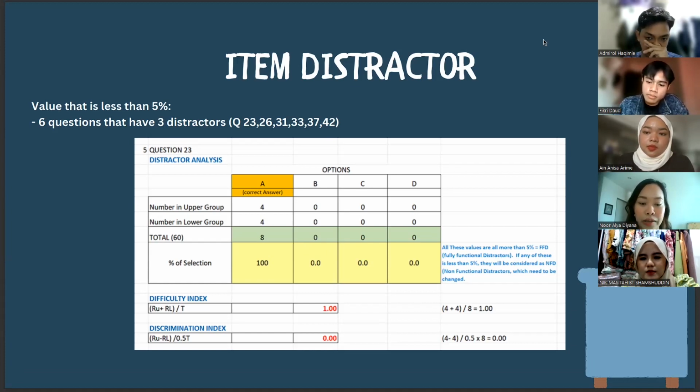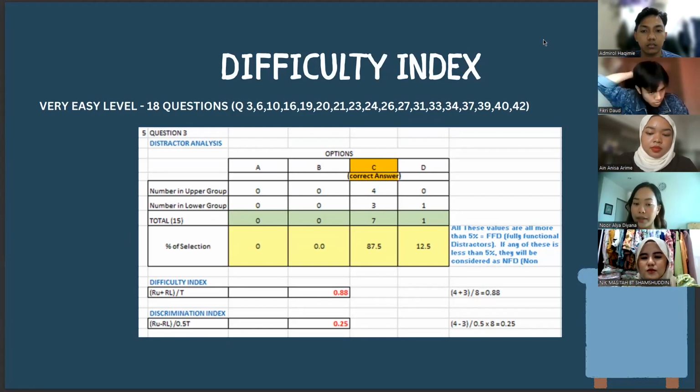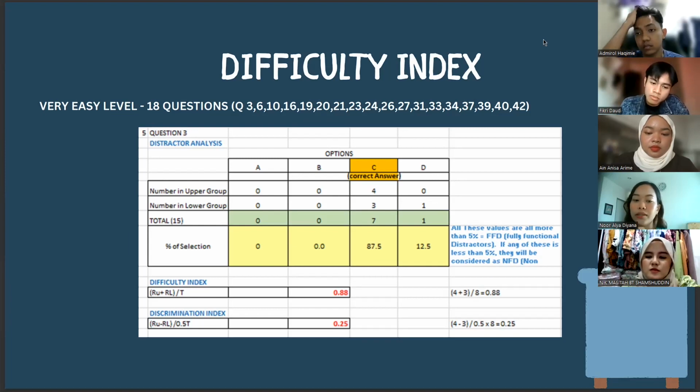Okay, so moving on to the next part, I'll be explaining about the difficulty index. Based on the Hopkins and Ebel Index table, we have categorized each of the 50 questions by their level of difficulty index. We have found the most common levels in the 50 questions are very easy, moderate, and also difficult.